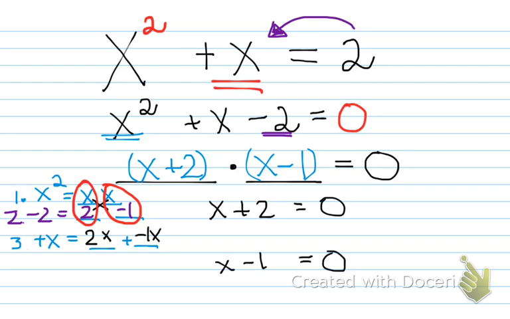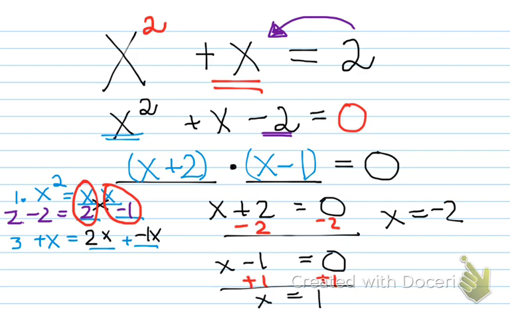And we solve for x. We take away 2, and we have x equals -2 for one answer. And then we add 1, and we get x equals 1 for the other answer. Therefore, my solution will be -2, 1.